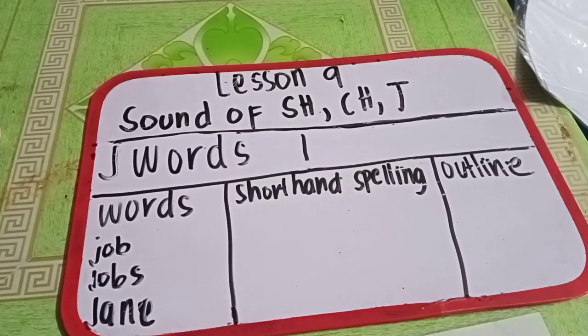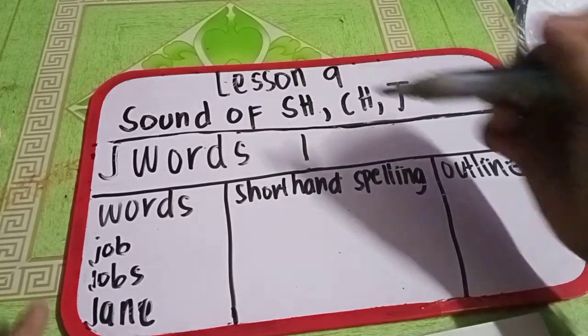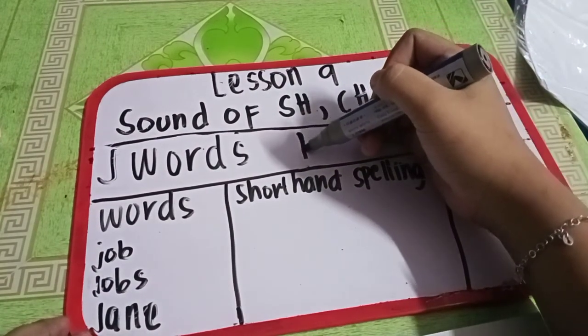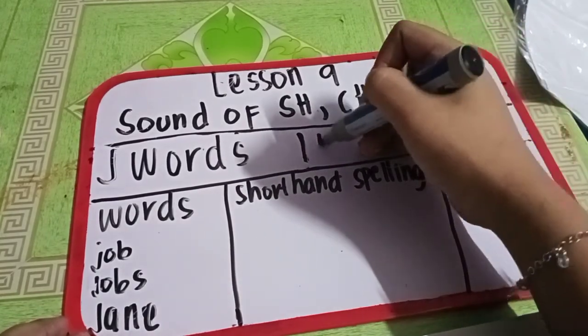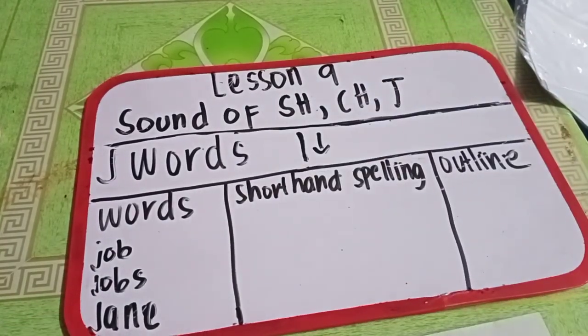So let's proceed to the sound of J, as in job. The sound of J is represented by a long downward straight called J. So this is what we call long downward straight. It is the longest compared to ish and the other J. From here to there. Just like that. So I have examples of J words.